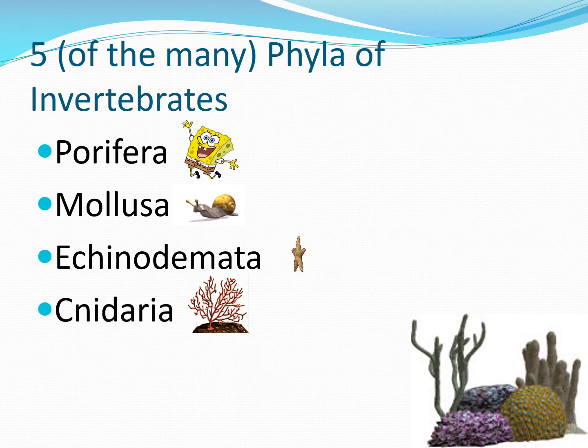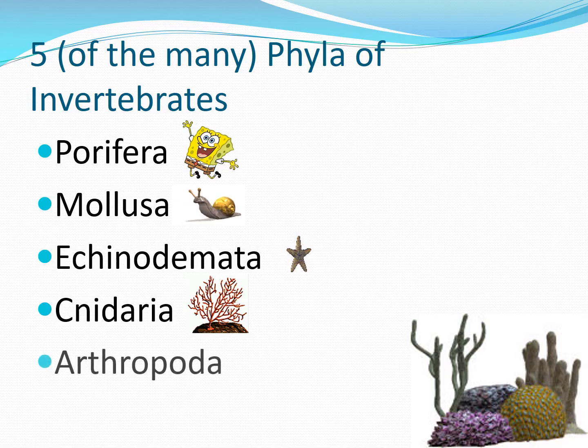Cnidarians, these are or have stinging nettles. These are all the corals, jellyfish, and anemones. And our last group is arthropoda. These have jointed legs, or pod standing for foot. These are our lobsters, shrimp, crabs, and all those insects.